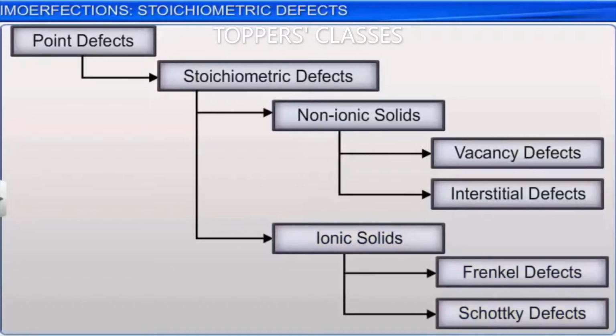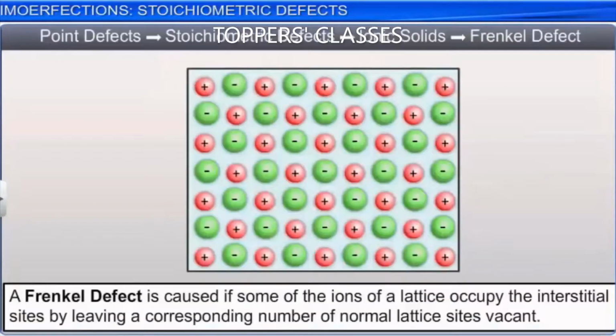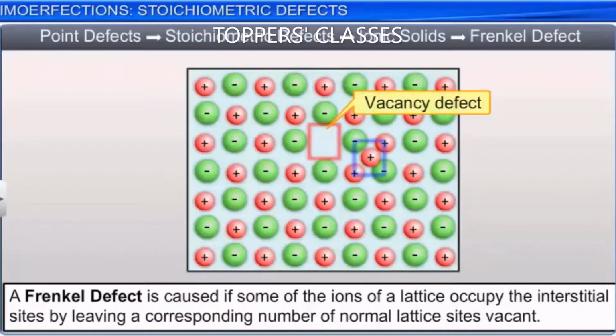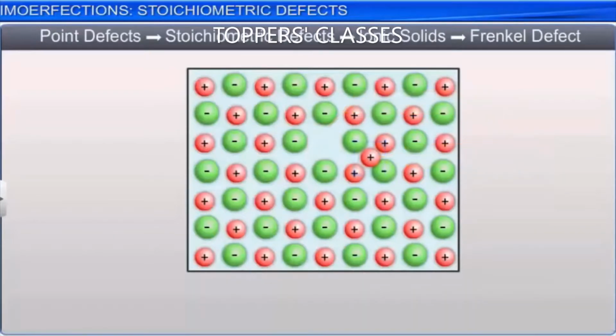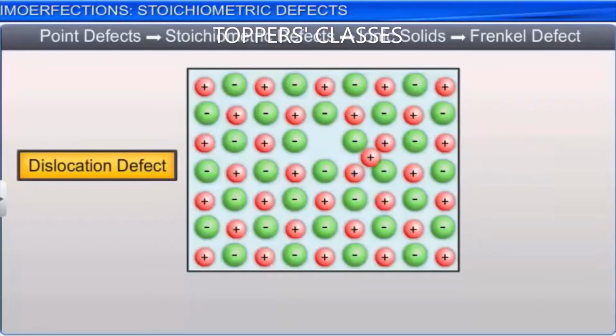Now let us learn about Frenkel defects and Schottky defects. A Frenkel defect is caused if some of the ions of a lattice occupy the interstitial sites by leaving a corresponding number of normal lattice sites vacant. You can see this from the figure here. This creates a vacancy defect at the original site and an interstitial defect at its new location. A Frenkel defect is also known as a dislocation defect. It does not influence the density of the substance.